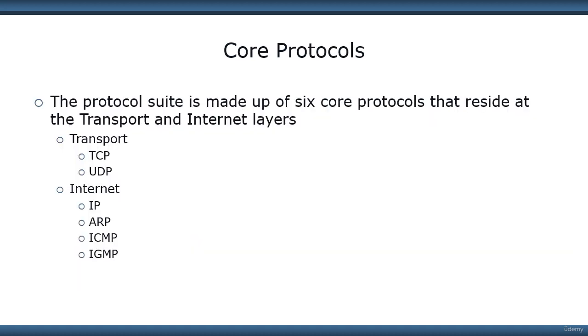So as we said, the protocol suite is made up of 6 core protocols. They reside at the transport and internet layers. TCP and UDP handle segmentation of packets, assigning port numbers to identify application layer protocols, and possible sequencing and error checking. The internet layer, IP, is the big one. It handles using IP addresses to route packets. It uses ARP to resolve the next hop, so that's the physical addresses, and then ICMP and IGMP just perform particular functions basically on behalf of IP. ICMP from a troubleshooting standpoint, IGMP for multicasting.